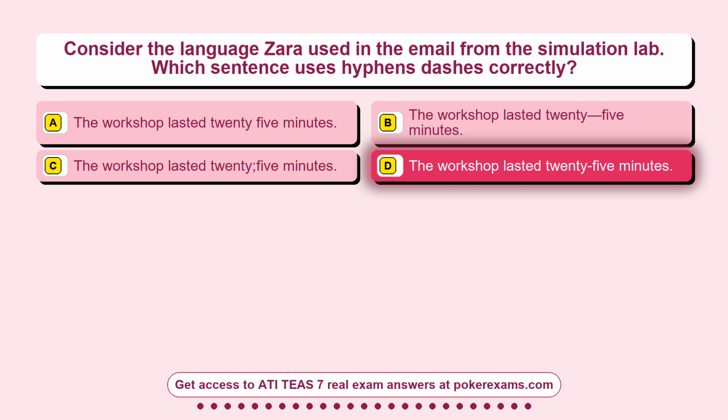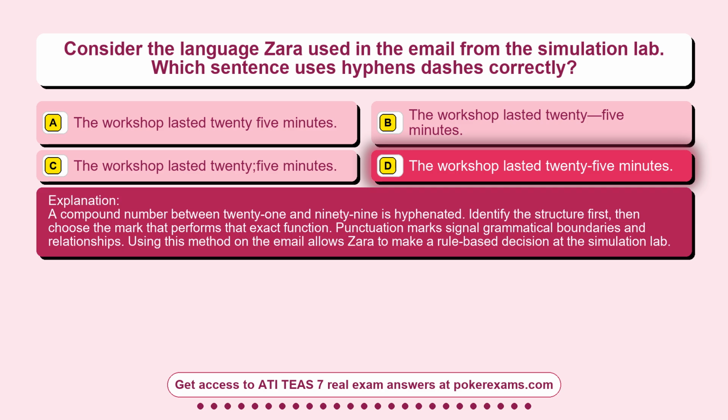The correct answer is option D. The workshop lasted 20-5 minutes. A compound number between 20-1 and 90-9 is hyphenated. Identify the structure first, then choose the mark that performs that exact function. Punctuation marks signal grammatical boundaries and relationships. Using this method on the email allows Zara to make a rule-based decision at the simulation lab.